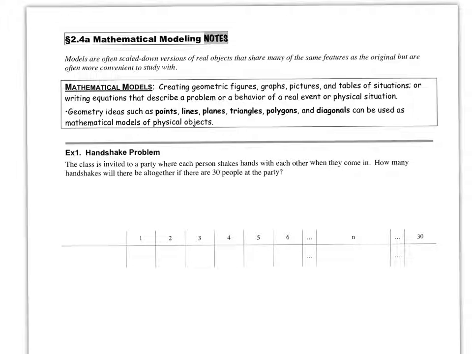All right, so when we talk about mathematical modeling, we're pretty much doing the same thing that we were doing in 2-3. Really, the only simple way to explain this is we're going to do the same concept, just with word problems. That's really going to be the only difference.